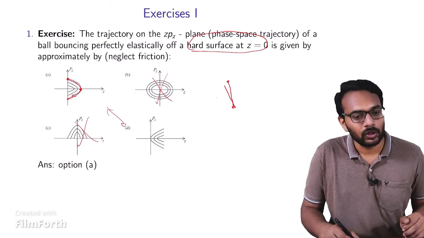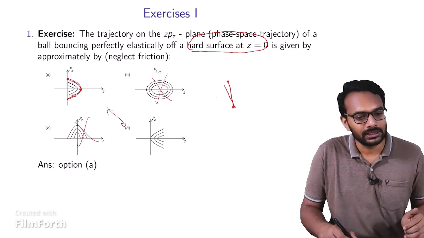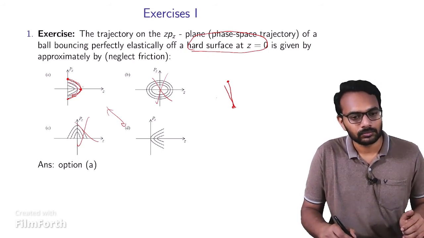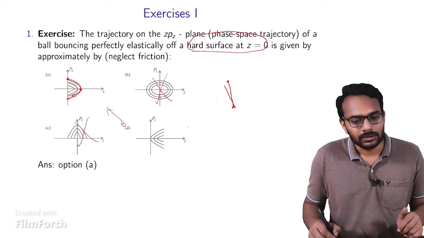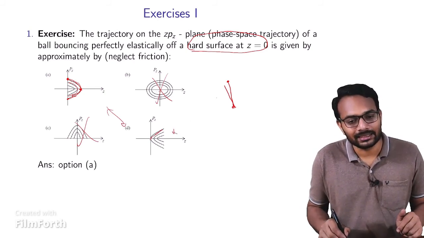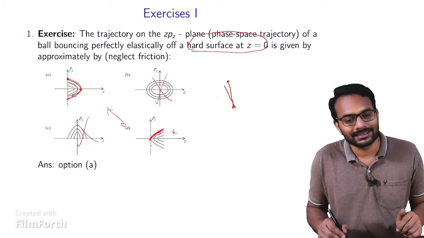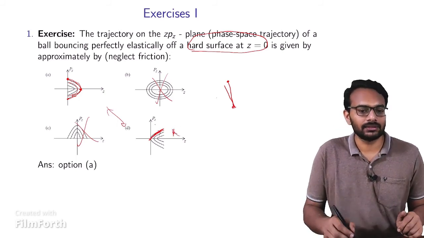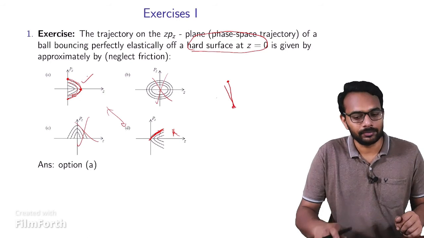Alright, if the ball starts with a lower energy, it would correspond to a curve like this. Okay, so this is not this. In this case, we see that the momentum is increasing as z increases. So this cannot be the case. So the correct option is option A.